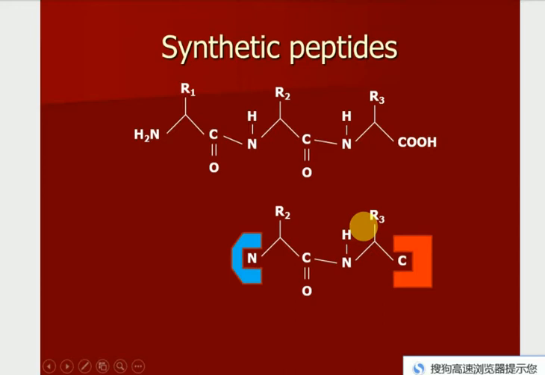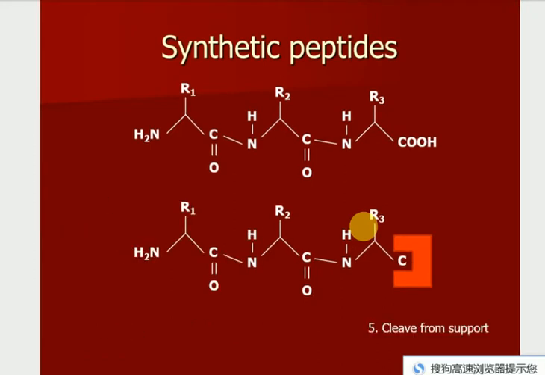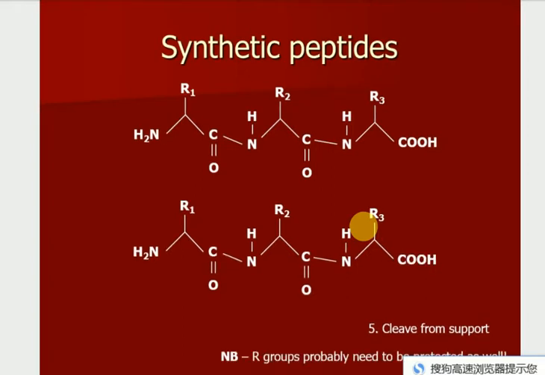So the reason we want to protect the N-terminal here and the C-terminal here is that if these were unprotected, then this N could interact with this C and form the amino acid chain in the wrong order. So this is why chemical synthesis of peptides is somewhat more complex. We will then deprotect number 2, and then we will couple number 3, and we will then cleave from the support, giving rise to our peptide.